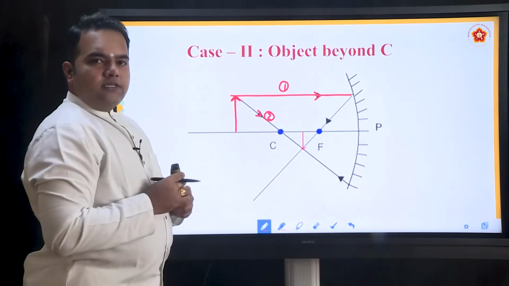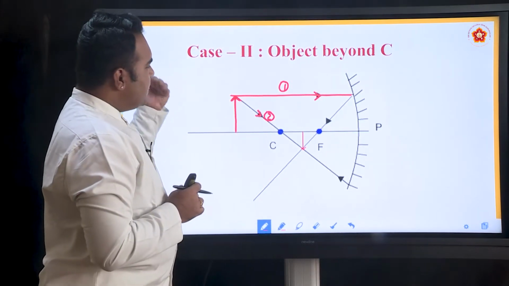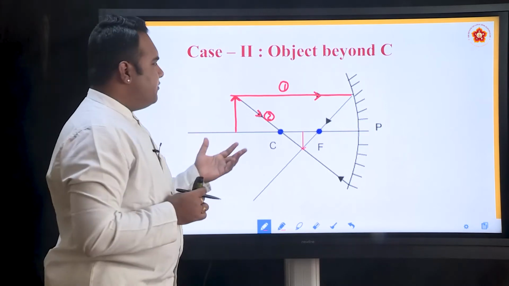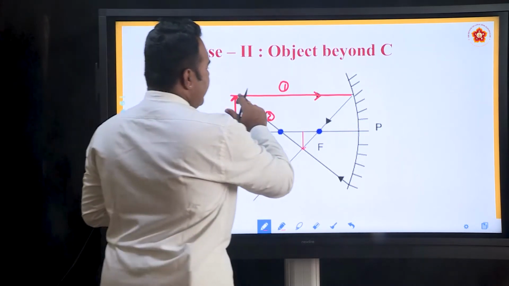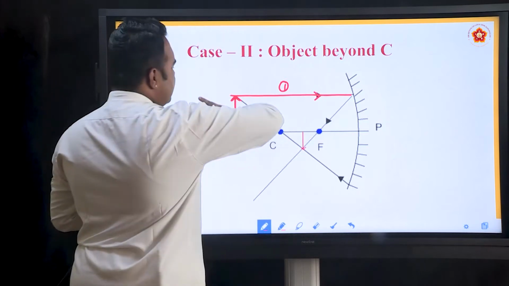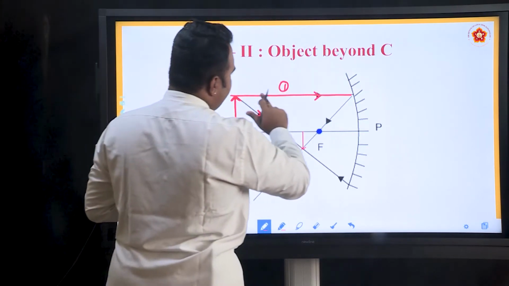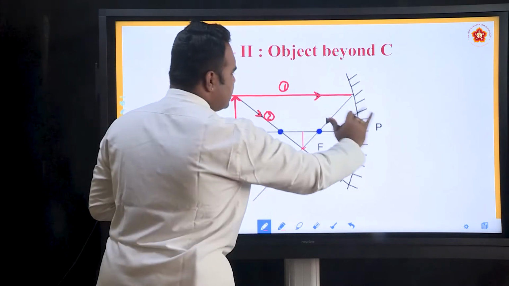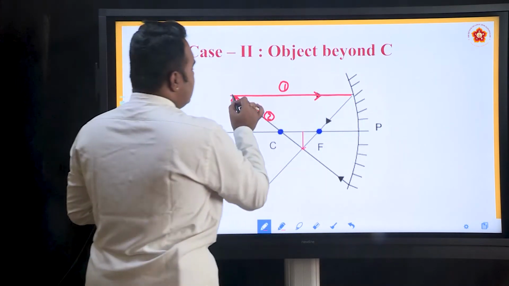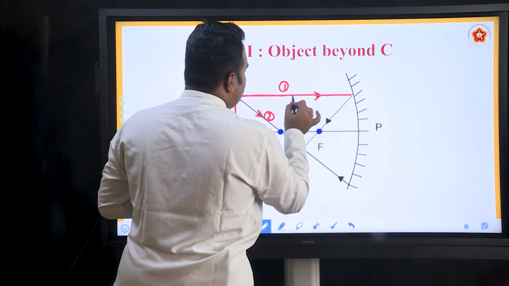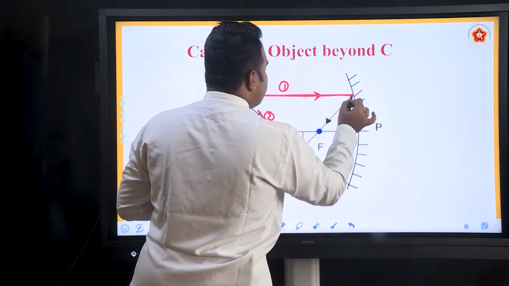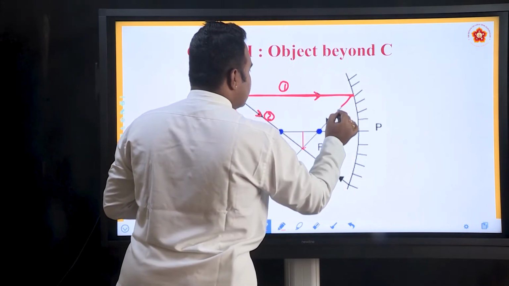Why did we choose this? Because from the rules for image formation in a concave mirror, out of the infinite rays of light emerging from the object, one ray will be parallel to the principal axis. Now, this particular ray of light parallel to the principal axis, after the reflection passes through the focus.